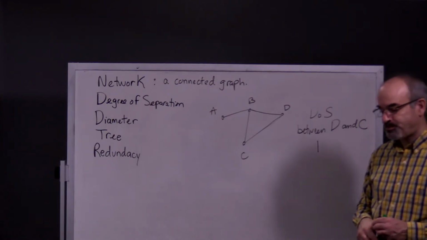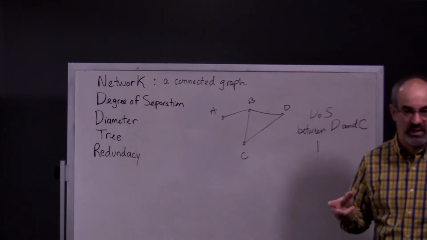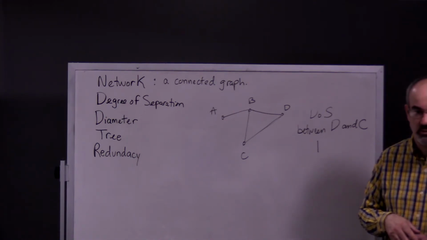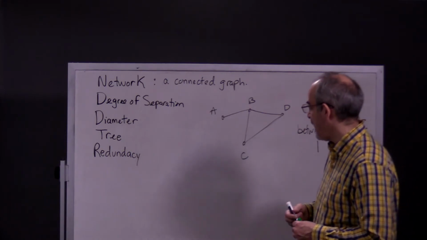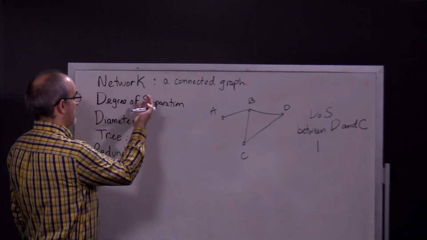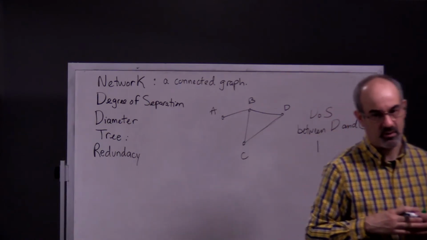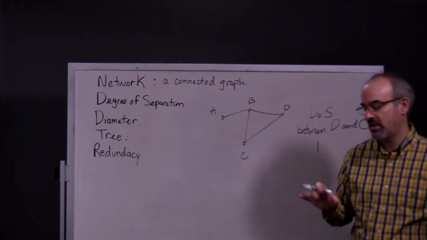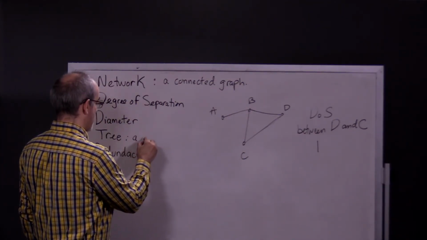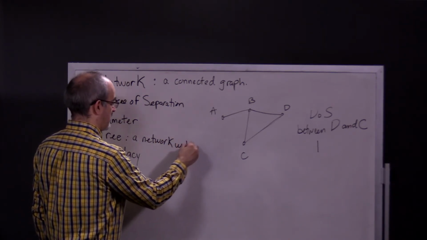Tree. What is a tree? I'm going to make a video about trees, but I'm going to talk about it briefly right now, too. A tree is a network. I'm not writing these definitions out now because they're longer, so I'm going to make another video so I can write out the definition and talk about it. Tree has a pretty simple definition, though. It's just a network with no circuits.